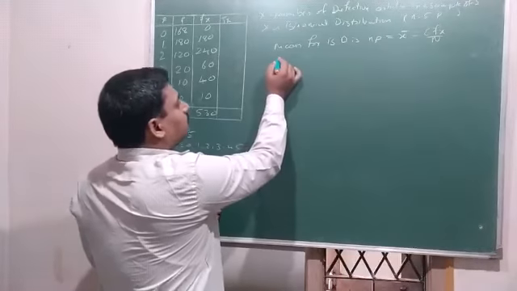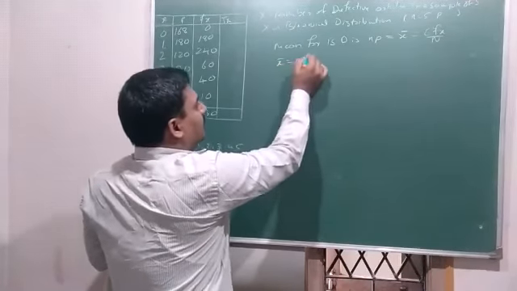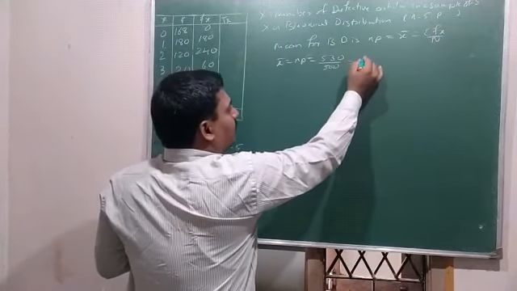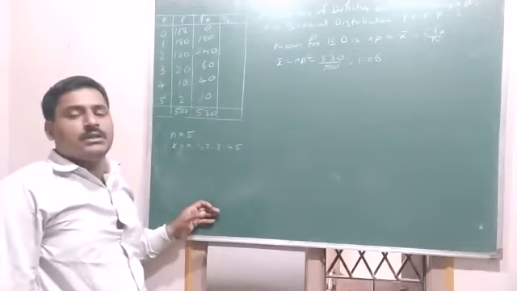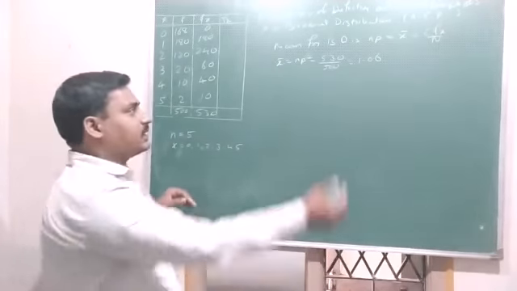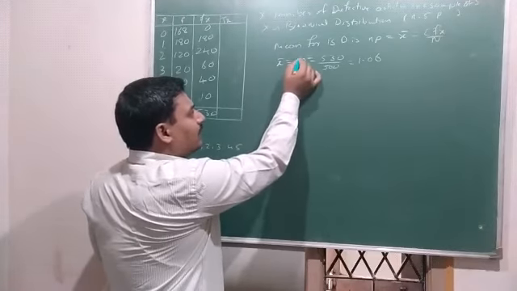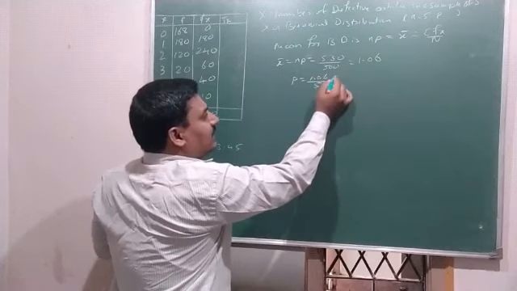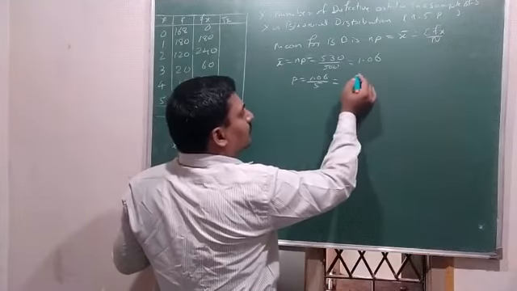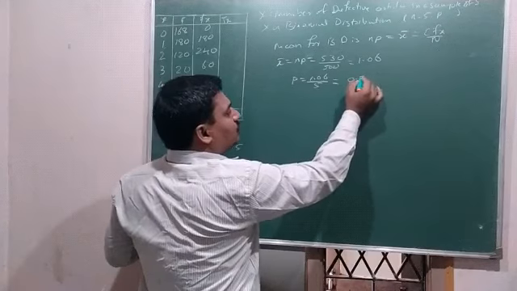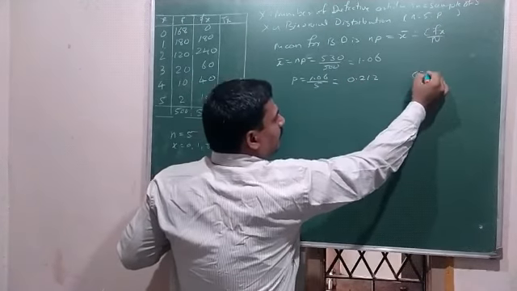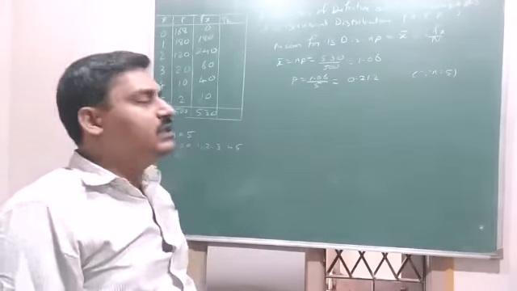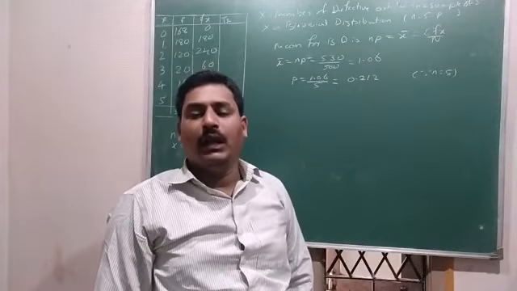So mean x bar is equal to np is equal to 530 divided by 500 is equal to 1.06. So mean np is 1.06. Then we know n, that is 5. So p is equal to 1.06 divided by 5, which is 0.212, because n is equal to 5. So p value is 0.212.